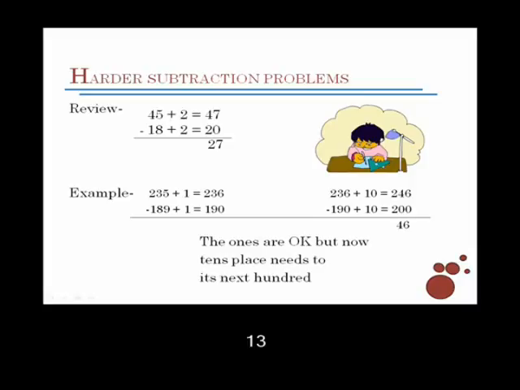I'm going to add a 1 to make 235 go to 236. I'm going to add 10 more to make it go to 246. And look what I've got. The subtraction problem now is 246 minus 200, which is quickly and easily done in our head. It's 46.